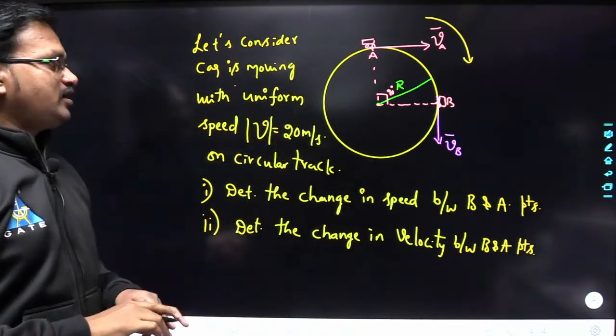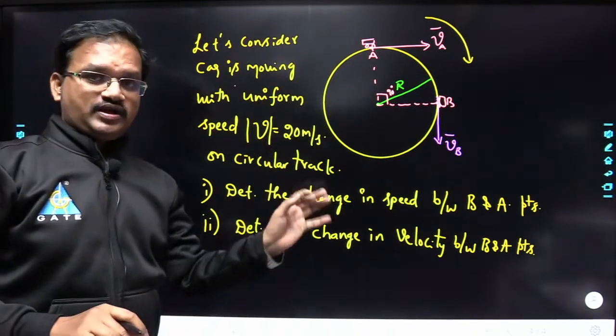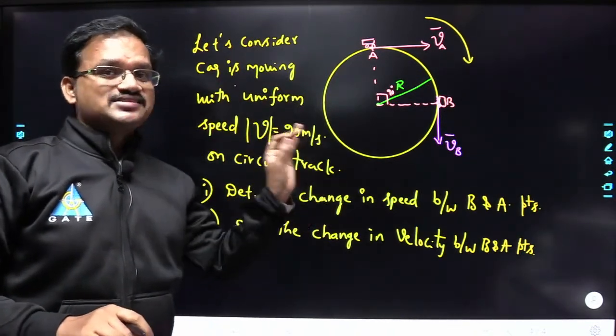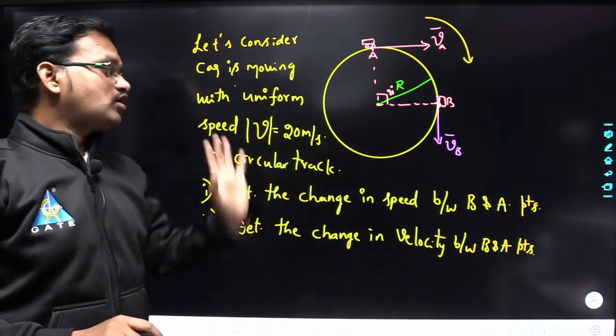So what I am saying here is it is moving with uniform speed. That means the magnitude of velocity is the same. The magnitude of velocity at each and every location is the same. So that's what I am saying here.